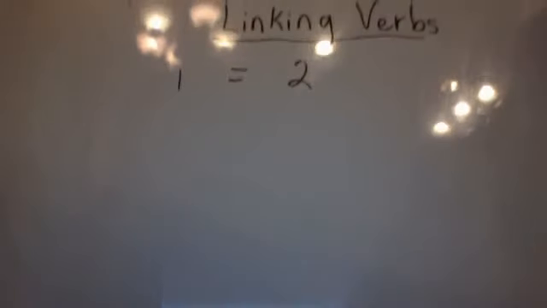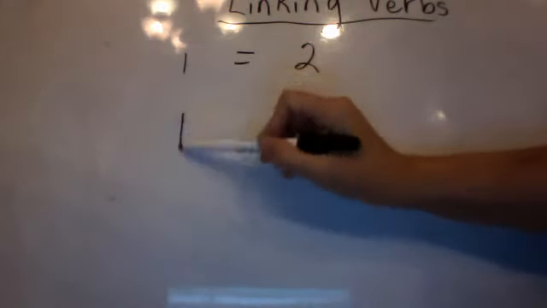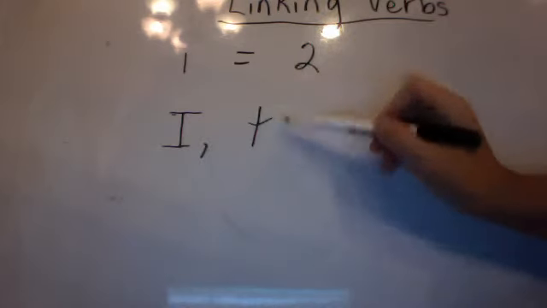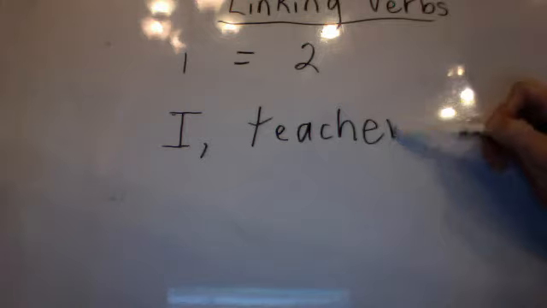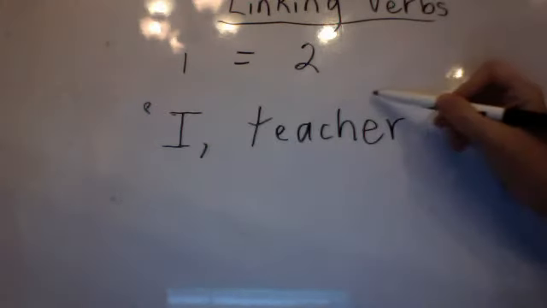Hold on, let me adjust this. You could put an equal sign between the two things that you're linking. And so I want you to think about it in that way. So let's take two words. We have I, teacher. It's two nouns. I is actually a pronoun. Teacher is a noun.